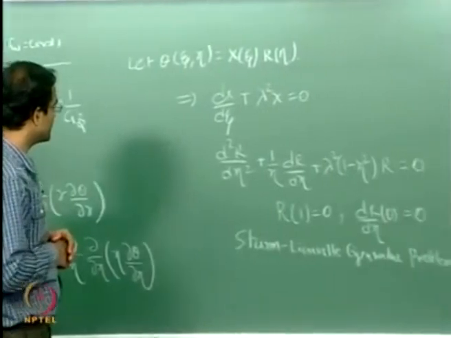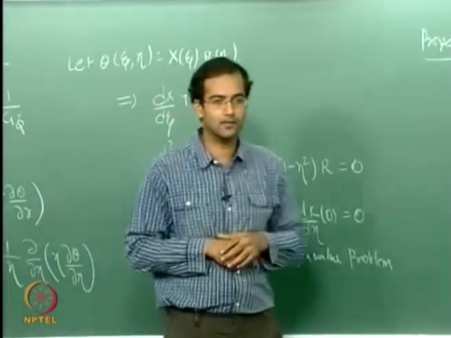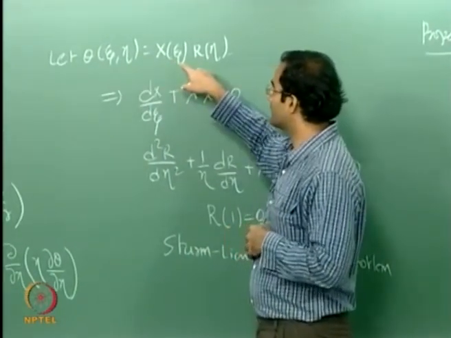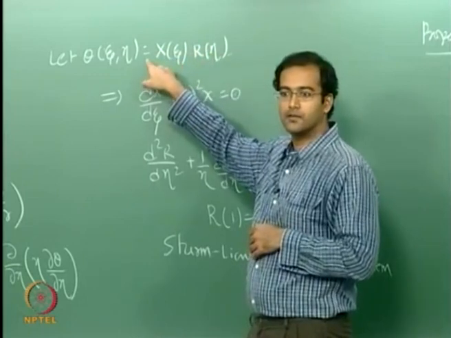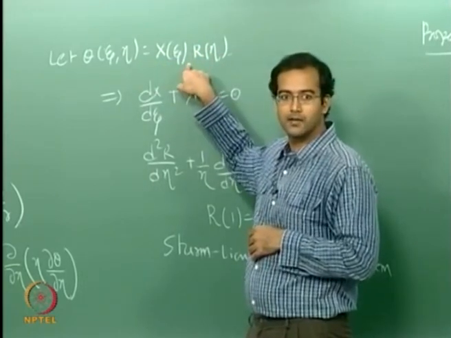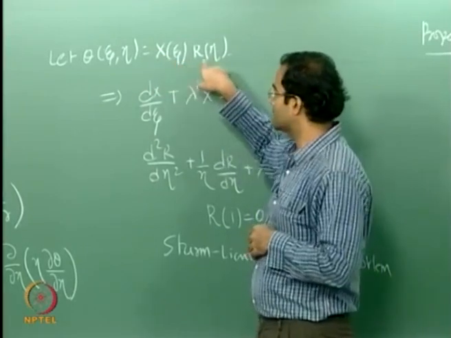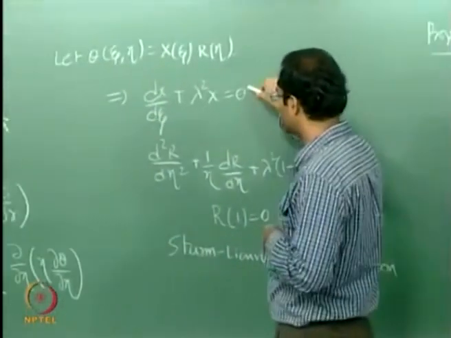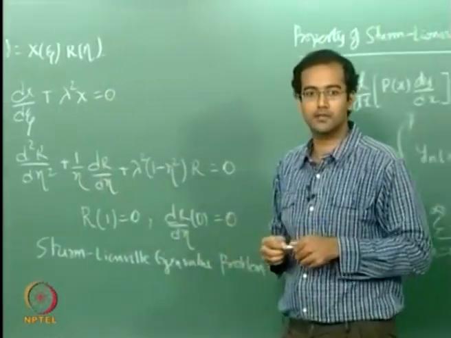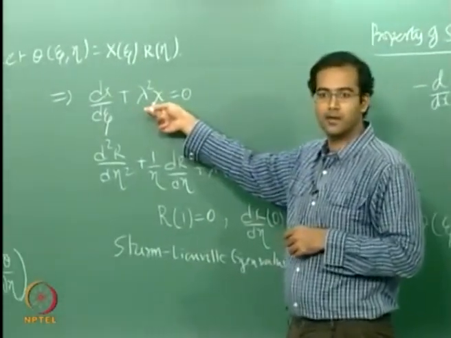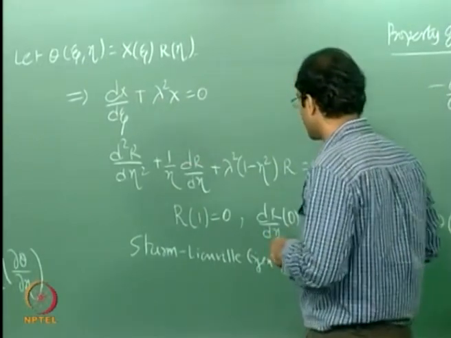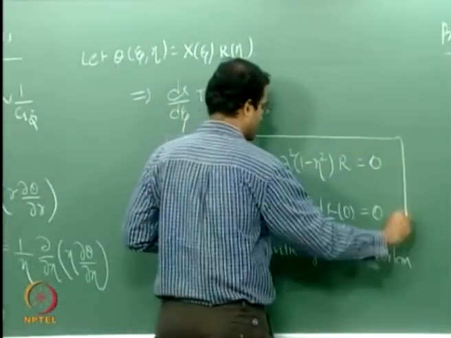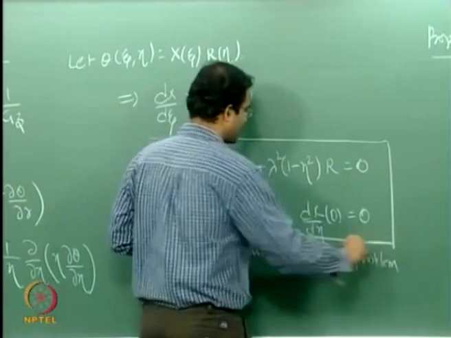Now once you assume that you can use separation of variables to solve this, we introduce theta and break up the solution as a product of two independent solutions. One is a function of only eta, the other is a function of zeta. So we introduce X as a function of zeta and R as a function of eta, and then substitute into the PDE, and we reduce the PDE to two ordinary differential equations through the eigenvalue lambda square. The eigenvalue problem here is basically the one with homogeneous boundary conditions, which is basically in the eta direction.